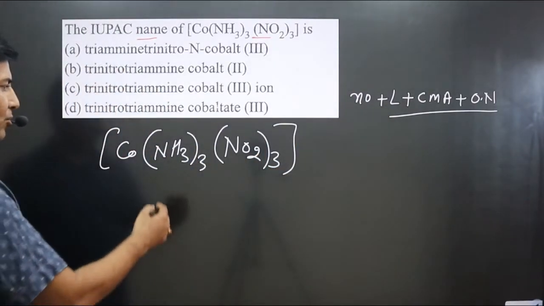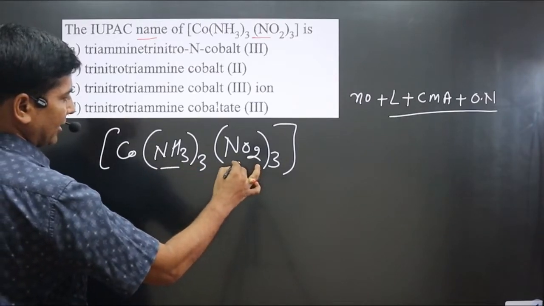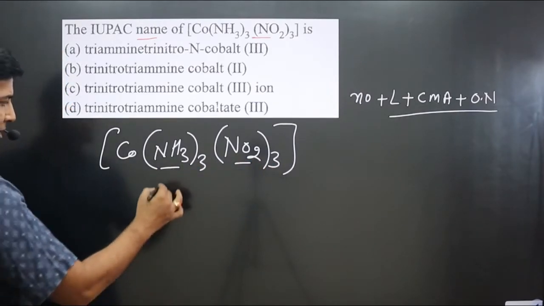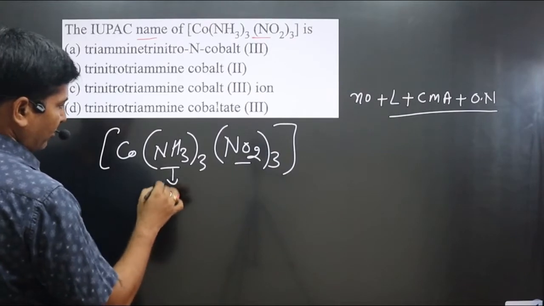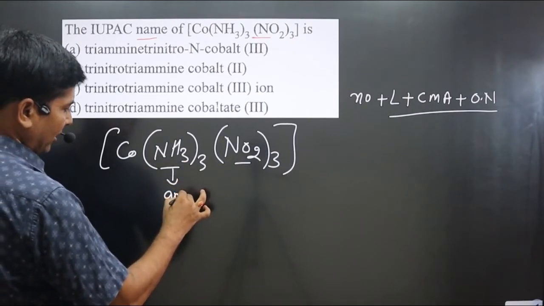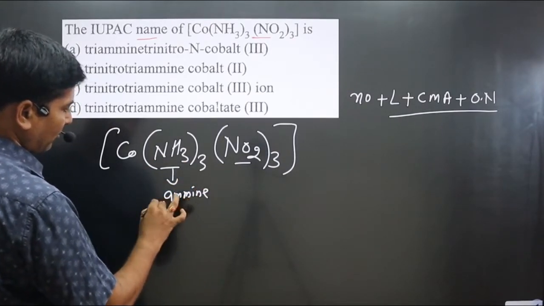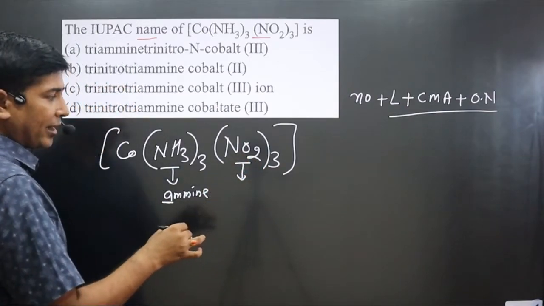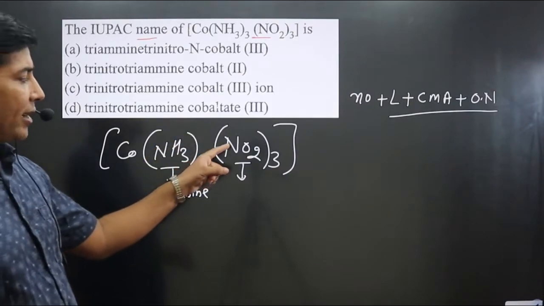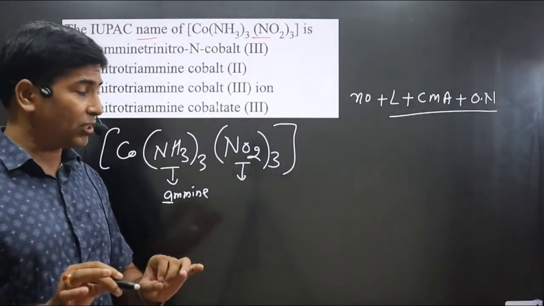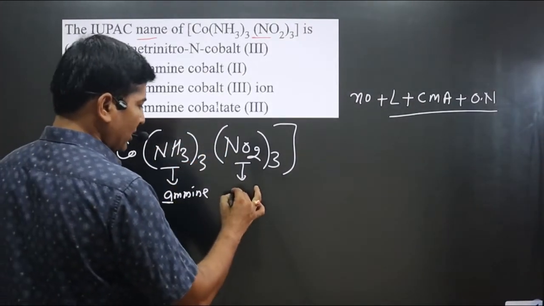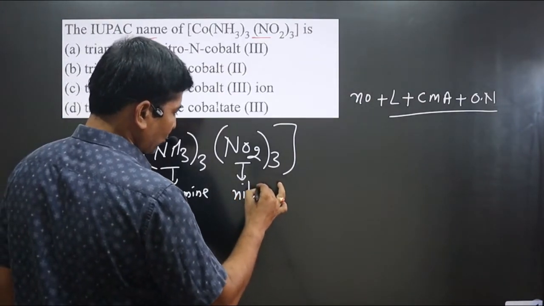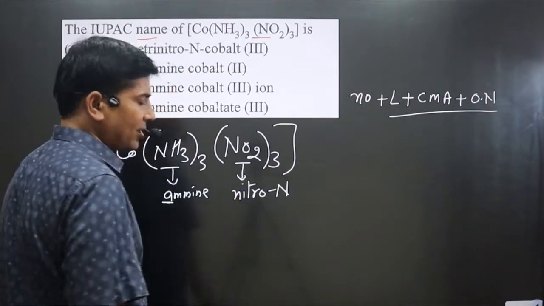So you can see more than one type of ligand. This is one ligand, and this is another type of ligand. In this case, this is ammonia, so we name it as ammine, starting from alphabet A. This is an ambidentate ligand because nitrogen is also a donor site and oxygen is also a donor site. So in the naming, we specifically mention this is nitro and it is N, N is the donor site.